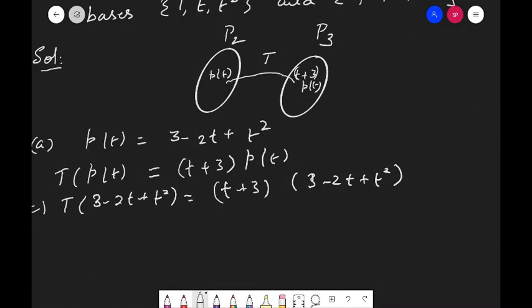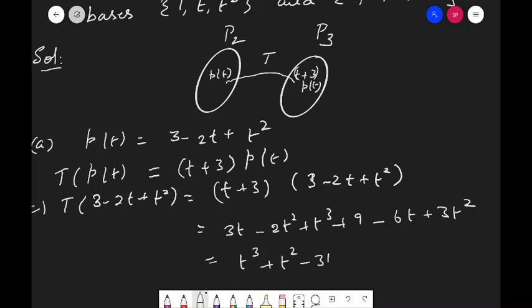That is equal to 3t minus 2t square plus t cube plus 9 minus 6t plus 3t square. Finally, it will give you t cube plus t square minus 3t plus 9. So, our A bit is over. That is what p of t is mapped to, T of p of t, the image of this.